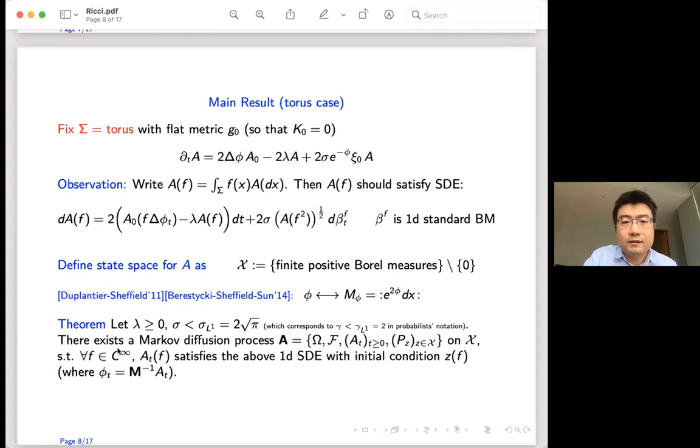This is a weak solution to this equation. Why do I say there exists such a process to solve the equation in the following sense? What I mean is there exists a probability space and a filtration and so on, such that there is a process on this probability space. So the probability space is also part of my solution, so this is a really weak solution.